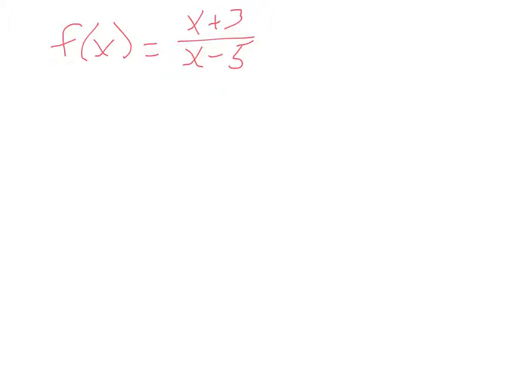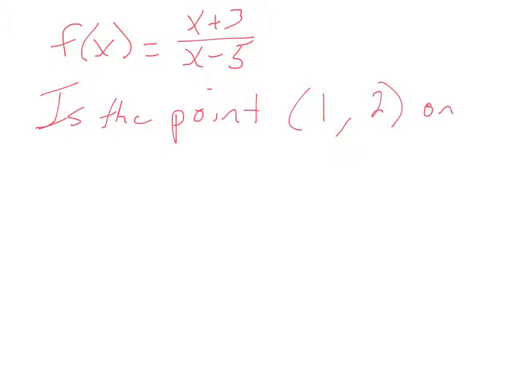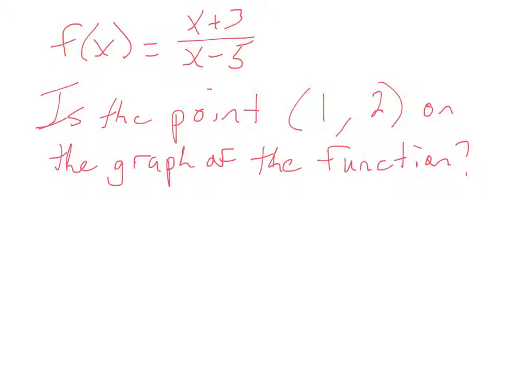All right, so here's a really basic question: is the point 1, 2 on the graph of the function? Now, if we actually could see the graph of the function, we could just look for the point 1, 2 on the coordinate plane and say, does the function cross through that point? But we don't. So what method can we use algebraically to determine if the point 1, 2 is on the function?